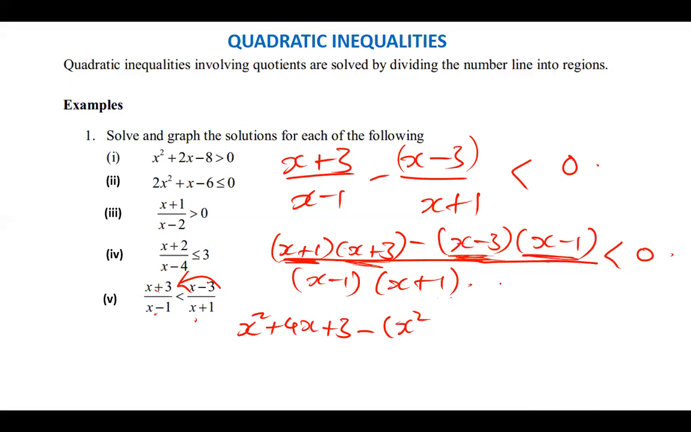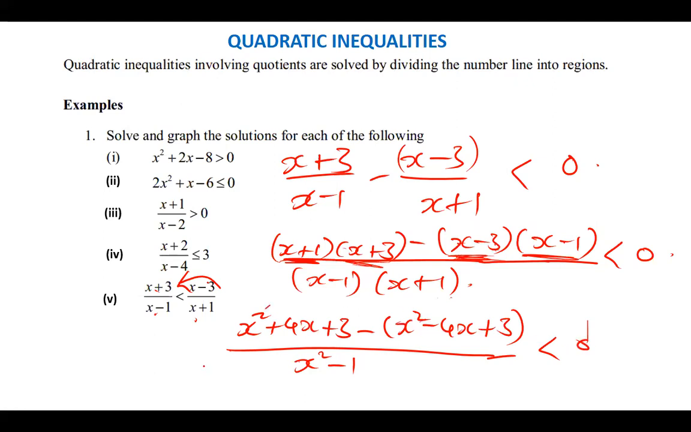And then you have minus, open brackets, x times x, you're getting x squared. x times -1, it's negative x. And then negative 3 times x, the answer is negative 3x. Negative x minus 3x, the answer is negative 4x. And then you are going to have negative 3 times -1, the answer is positive 3. And everything divided by, this is the difference of two squares, which is simply just x squared minus 1, which is less than 0. So you just have to simplify that.